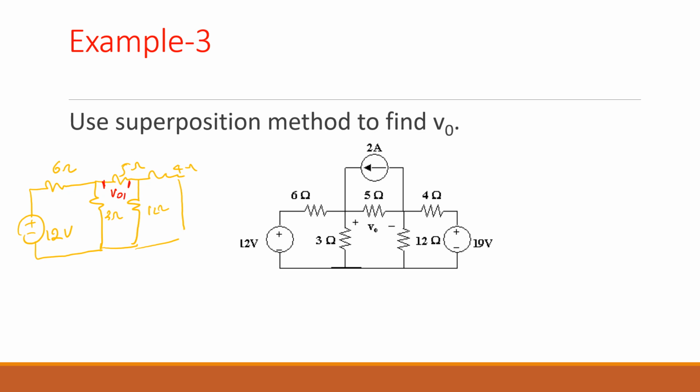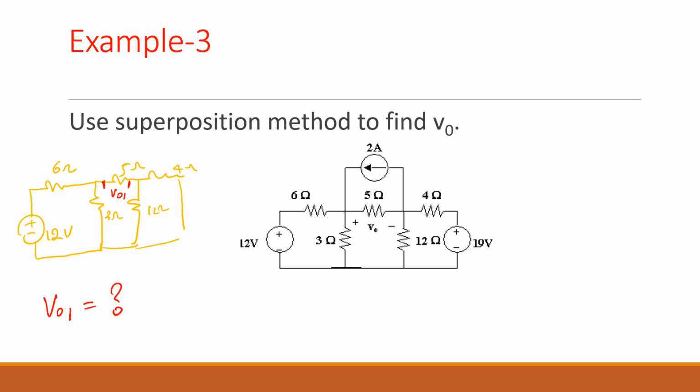Okay, and then that is only when you consider the 12. So that is your one circuit. You need to do this and solve this and find the V naught 1 from here. Okay, you can use any method. You can use mesh, node, anything, and you need to find the V naught 1.